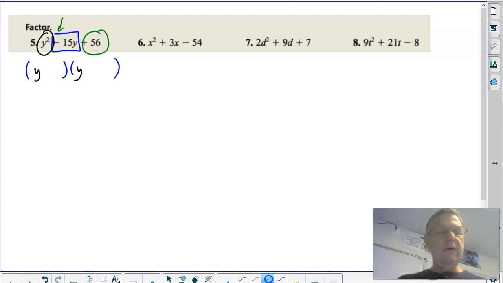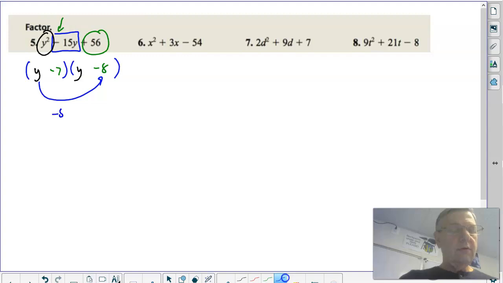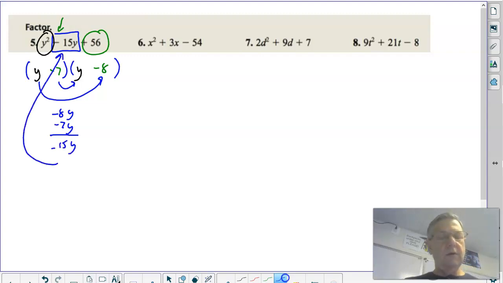I have a negative in the middle. So 7 times 8 is 56. So a negative 7 and a negative 8. Now again, I have to make sure my outers plus my inners equals my middle term, and they do. So there's the factoring of that one.